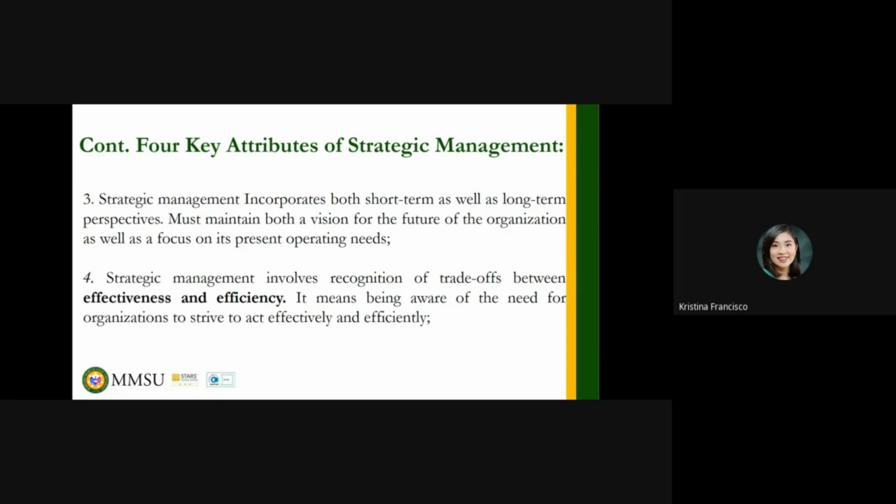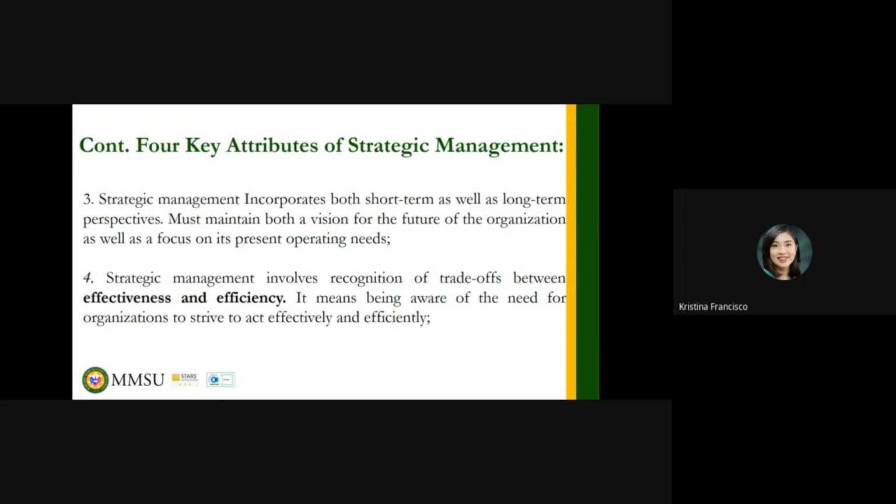Now, your strategic management ensures that your organization addresses current operational needs while keeping a clear vision for your future growth. Again, for example, in tourism and hospitality, this might involve managing daily guest satisfaction while planning to expand services such as opening new destinations, or upgrading facilities to attract future travelers. So we must focus on our short term as well as on the long term.